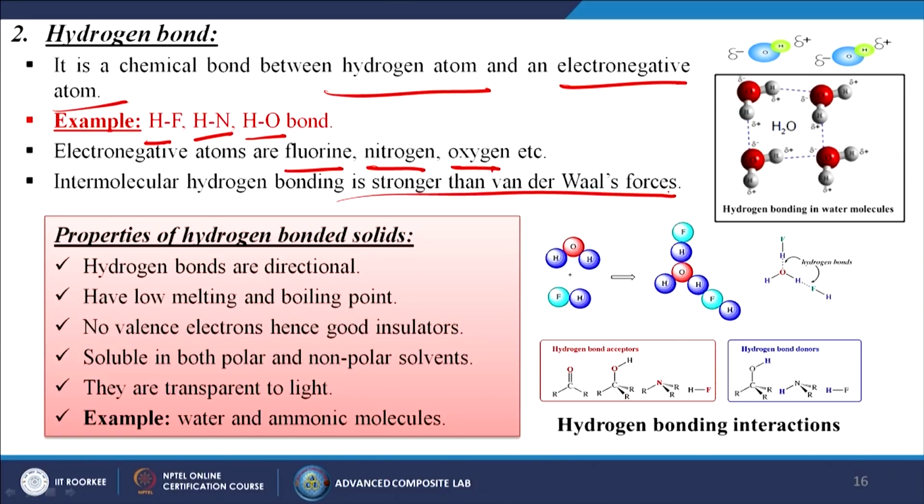Now, the properties of the hydrogen bond. Hydrogen bonds are directional, have low melting and boiling points, and have no free valence electrons, hence they are good insulators. They are soluble in both polar and non-polar solvents, and they are transparent to light. The best examples are water and ammonia molecules.